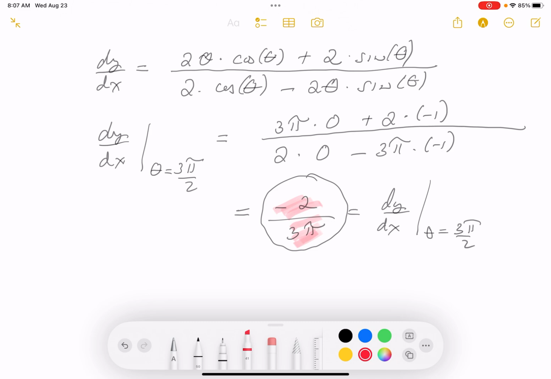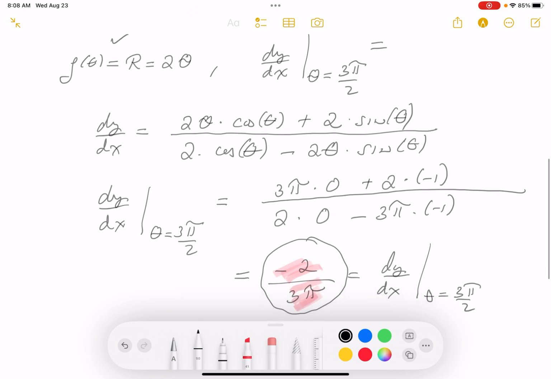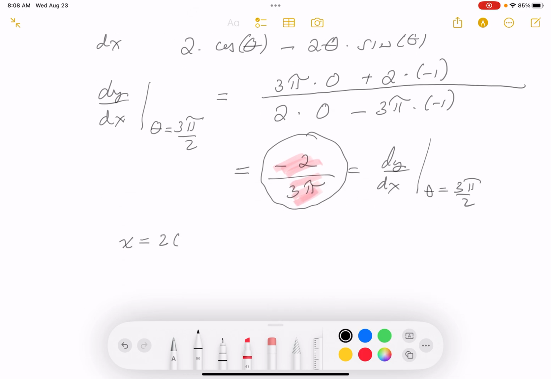Now, I went a little bit further than that, and what I did was I graphed it, and I wrote down the equation of the tangent line. Let's do that. Let's write down the equation of the tangent line now. I need a point, and the point I need is where theta is 3 pi over 2. What's x equal to? Well, it's equal to r. What's r? It's 2 theta times the cosine of theta. What's y? 2 theta times the sine of theta.